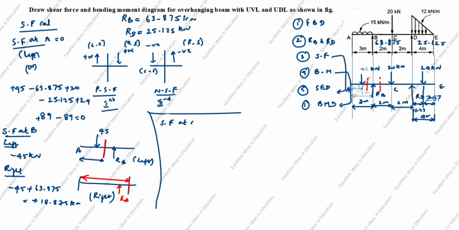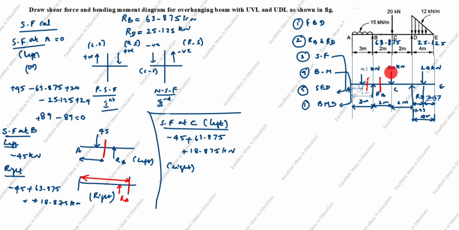Next, we will calculate shear force at C, left side. Shear force at C, left side means up to this point. You see this arrow comes down. Down left is minus 45. Next, you see this force goes up. Up is positive, plus 63.875. We are calculating up to this. Minus 45 plus 63.875 is plus 18.875 kilonewton.